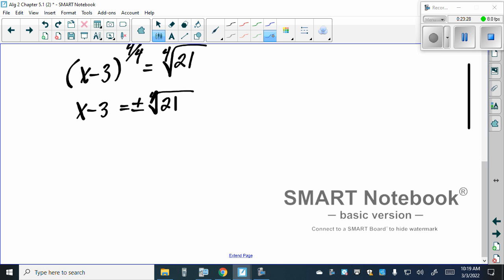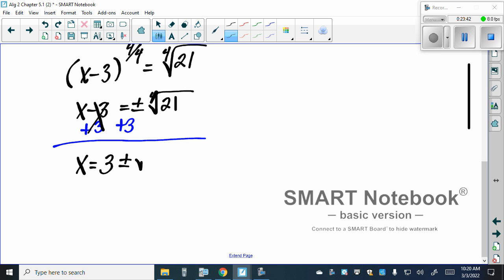Now the last thing we need to do is we still need to get x by itself. So we would add 3. Since the 3 is being subtracted, we do the inverse operation, which would be addition. So x is equal to 3 plus or minus the 4th root of 21.